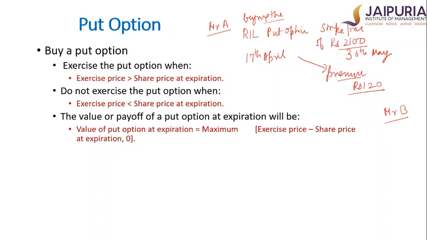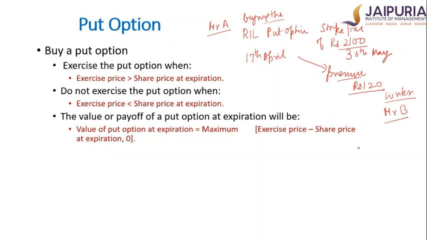Let's assume the premium is rupees 120. So he's paying a premium of rupees 120 to Mr. B, who is the writer of this put option. So both A and B are having opposite positions. Mr. A feels that the Reliance stock will go down in future. Mr. B, as a writer, feels no, the Reliance stock will never go down; it will go up in the future. So both the buyer and seller always have opposite positions in the market.